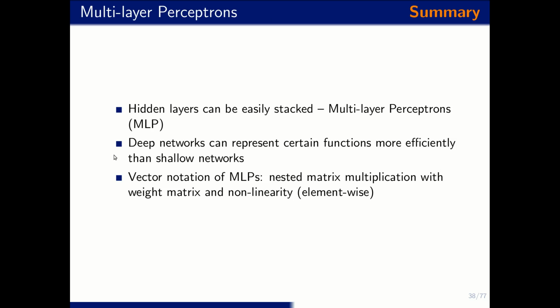So multi-layer perceptrons are essentially just the extension of single-layer neural networks. Just repeatedly treat hidden layers as new inputs and apply another hidden layer and another one. So this yields multi-layer perceptrons. And we argued that deep networks can represent certain functions more efficiently, so you can get away with fewer neurons and fewer parameters if you go deeper. And we introduced this vector notation. We saw it's just nested matrix multiplication with a weight matrix and then applying a nonlinearity and repeat. So this is just a nested function.